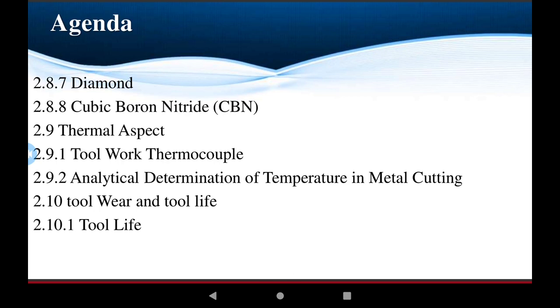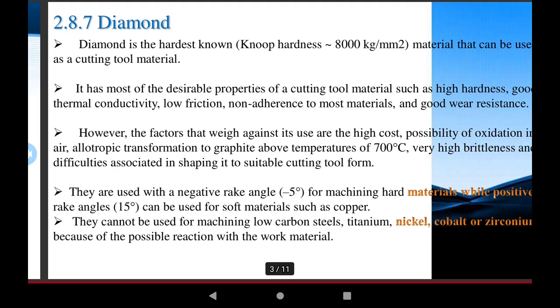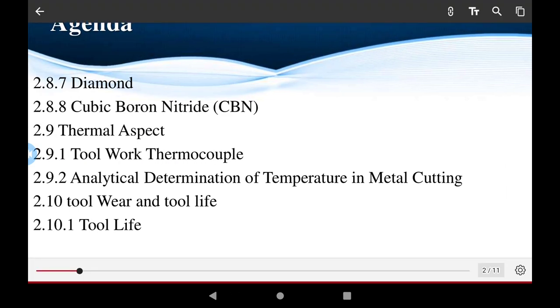The agenda for today in this video: diamond, cubic boron nitride (CBN), thermal aspects, total work and thermocouples, analytical determination of the temperature in metal cutting, tool wear and tool life. What are tool wear and tool life? I will discuss tool life. These are the topics for today.